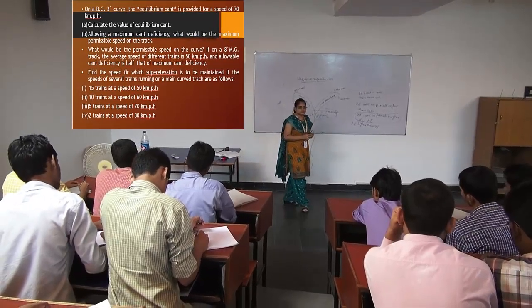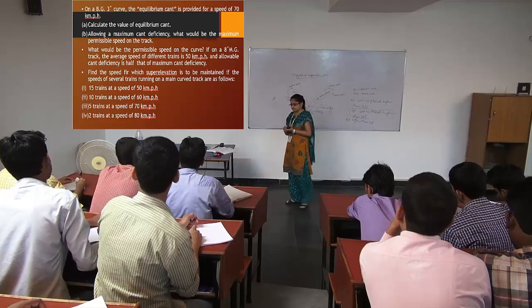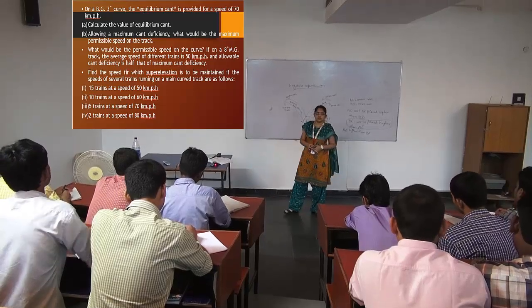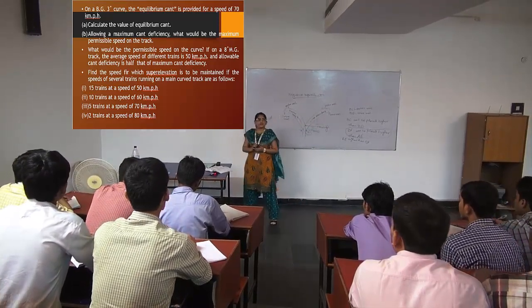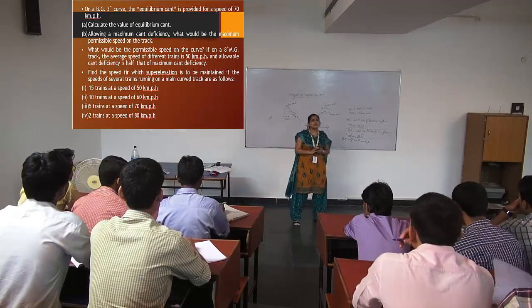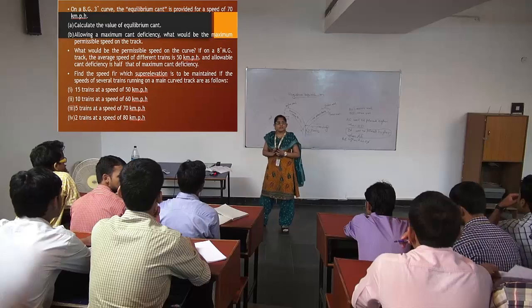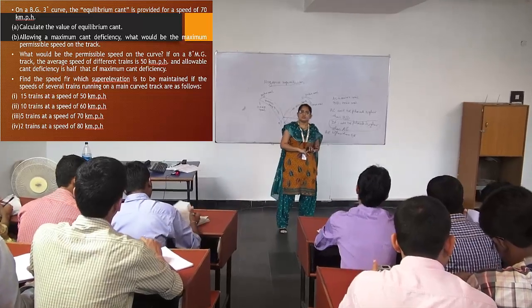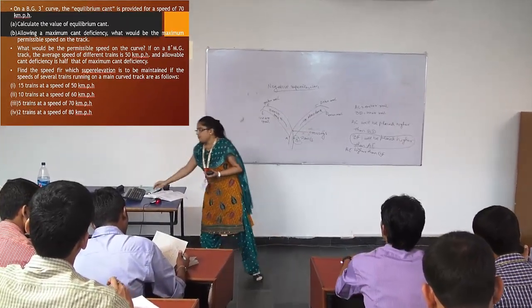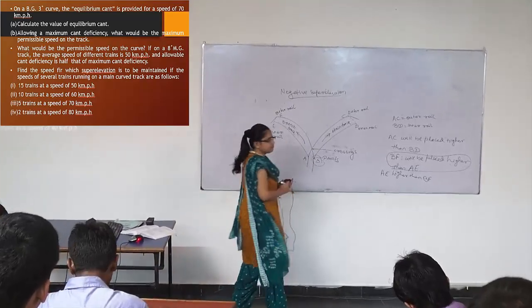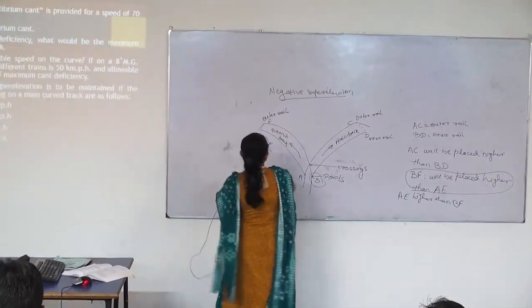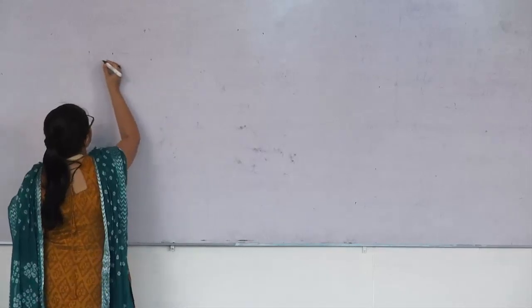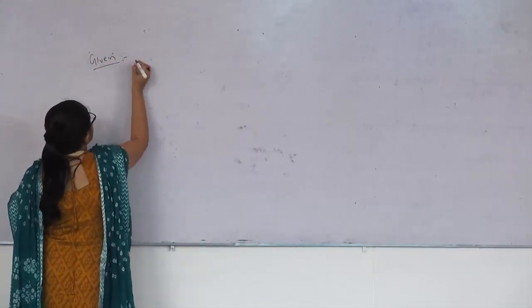Written? Okay. So what does the equilibrium cant mean? What you will be finding out in this equilibrium cant? Our superelevation. What is cant? Superelevation. So equilibrium cant means find out how much is the superelevation. What is given?